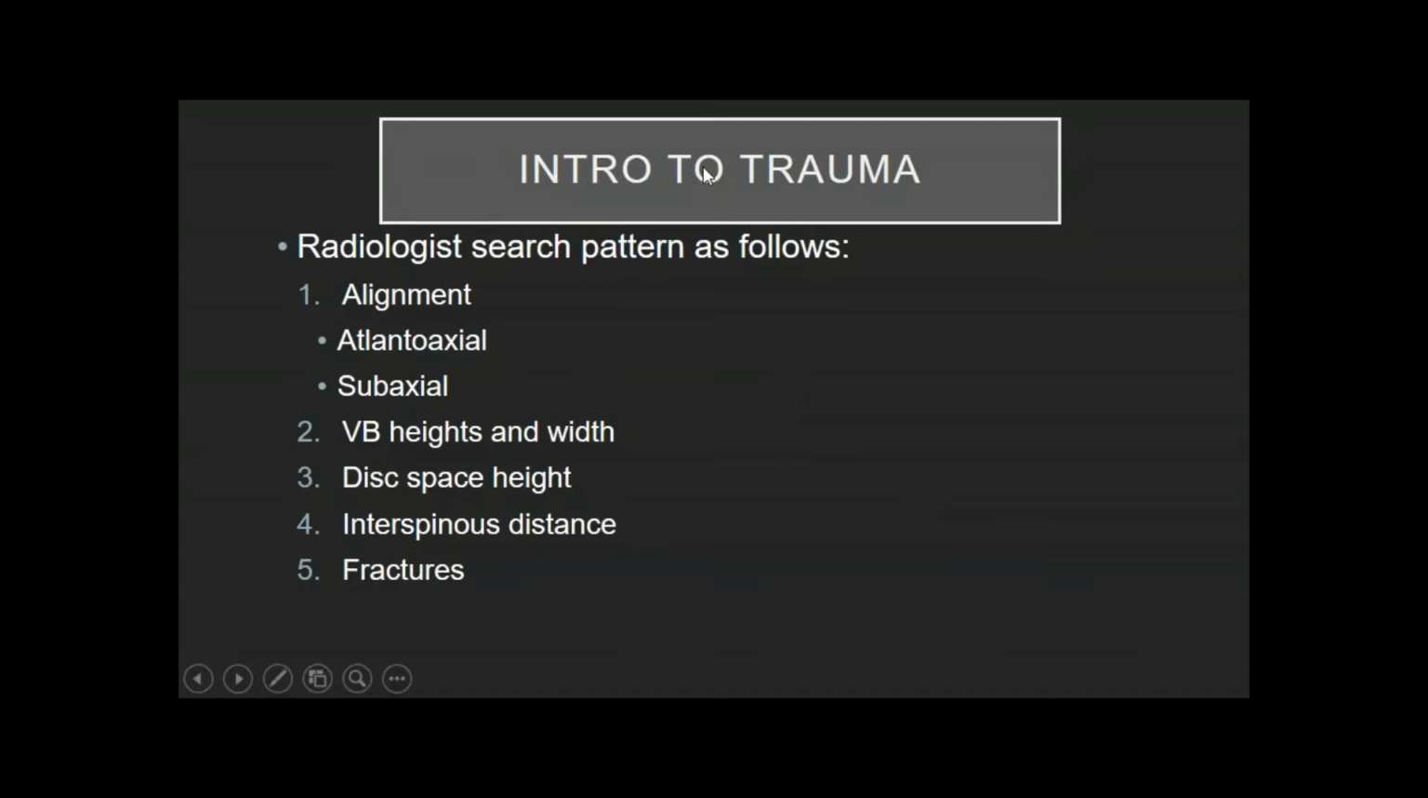So now we're going to talk about trauma. We've talked about anatomy of the atlanto-axial complex. We've talked about the anatomy of the cervical vertebra. We've talked about the joints in the cervical vertebra. So now we're going to talk about how we look for things.